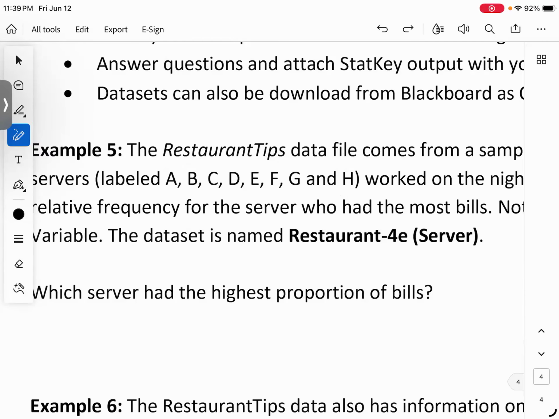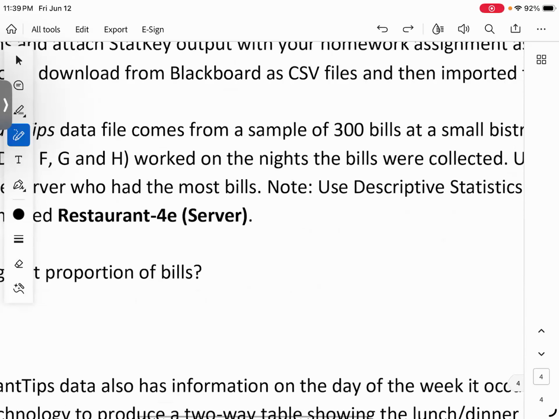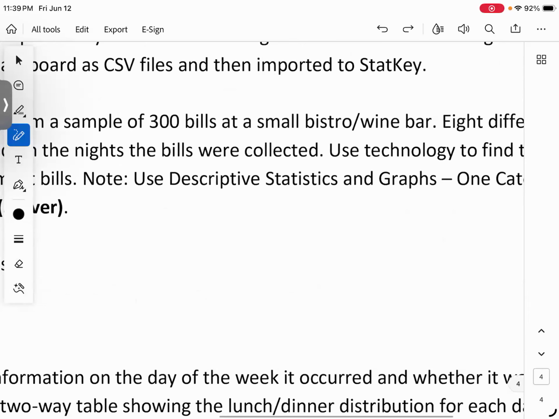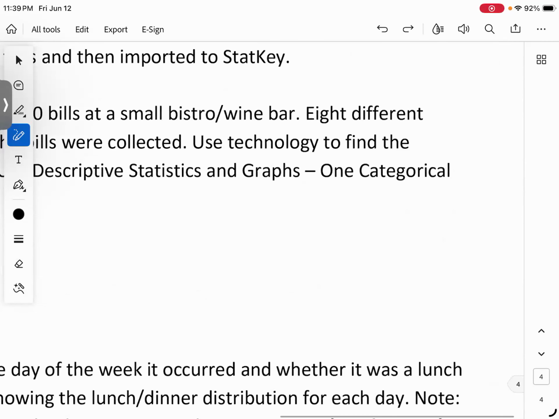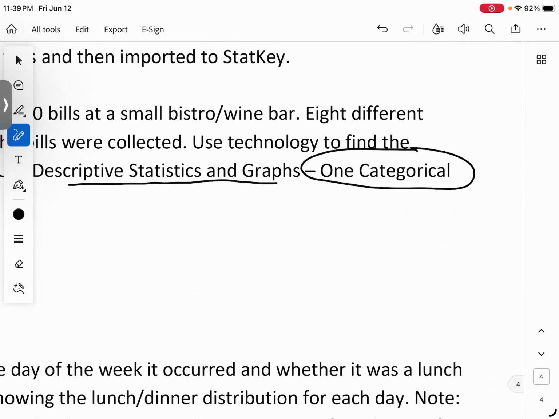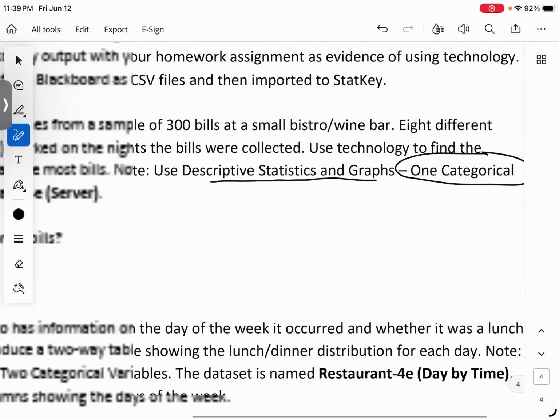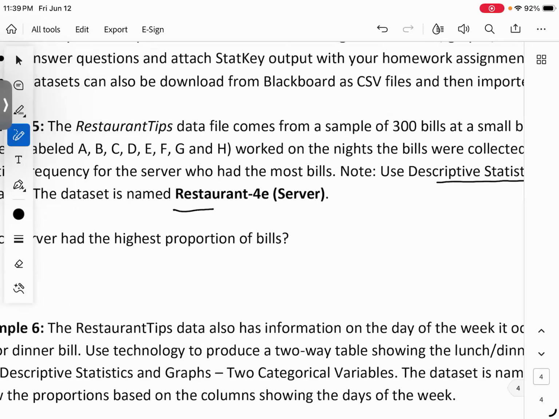So what we're going to do here is we're going to go here, and the homework will be the same. It'll show you where to go, which is going to be the descriptive statistics and graphs, but more specifically, there's going to be one about just one categorical variable, and there's the name of the data set. The information's already been preloaded into StatKey, and you'll see it lightning fast. It can make the table for you. And so let me go ahead and go there with you. Restaurant, 4th edition, server.